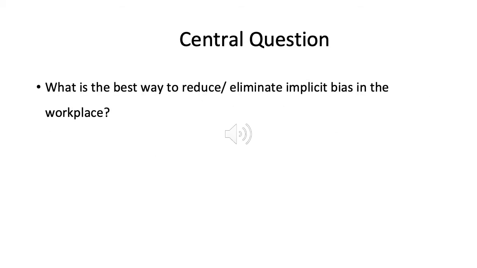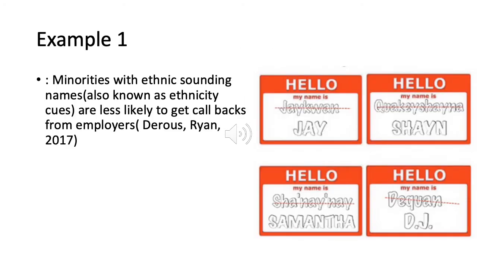The central question we must ask ourselves about implicit bias is, what is the best way to reduce or completely eliminate any form of implicit bias from occurring in the workplace? In the following three slides, we will look at several reasons for why implicit bias may occur. The first example of implicit bias comes from minorities with ethnic-sounding names.